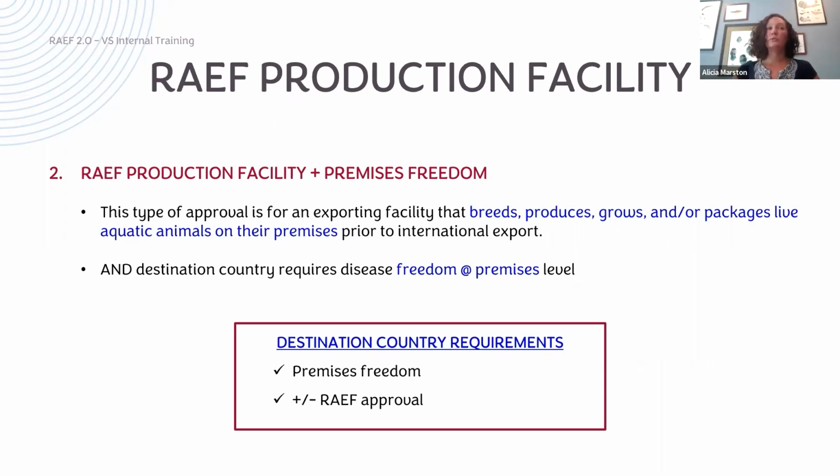And that's why we have this second option, which is the production facility with the addition of needing to meet premises freedom for at least one pathogen to have access to that country. So premises freedom is required by the destination country, and then RAEF may be required, but it may also not be required. If you remember our decision tree, basically this is so that with premises freedom, APHIS needs to have more oversight of those facilities. And so we're going to make sure that the premises freedom evaluation is being done as part of the RAEF approval process.